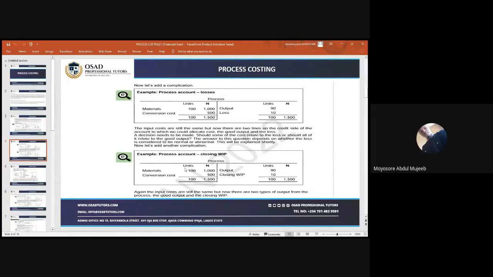Now, process accounts. Let's deal with closing work in progress. Now, this is another account. We are still dealing with 100 units. Under these 100 units, we are still talking about 100 units costing 1,000 naira. Now, we still have the conversion cost, 1,500.